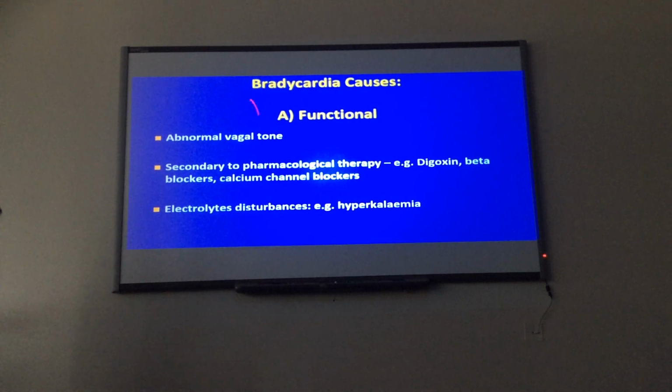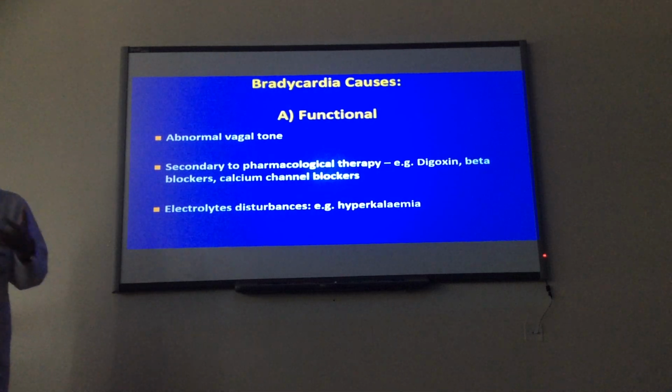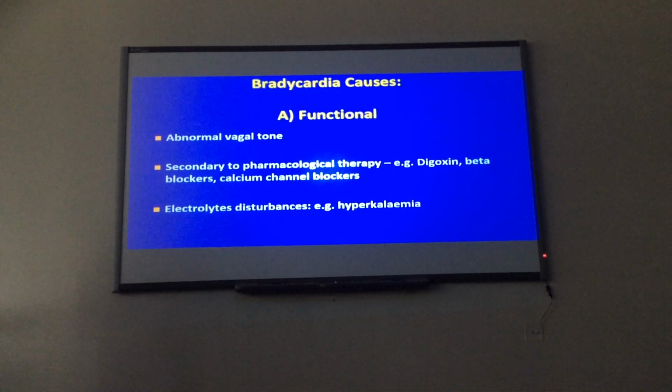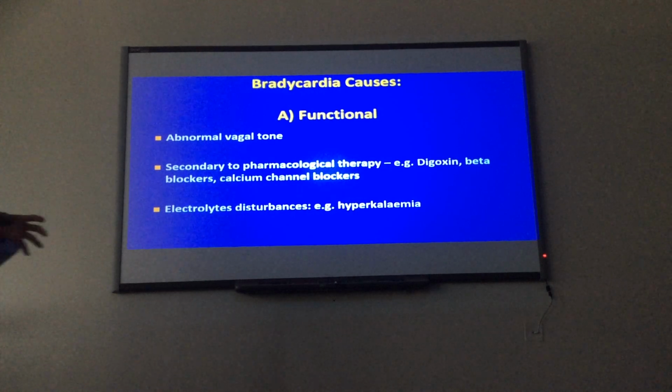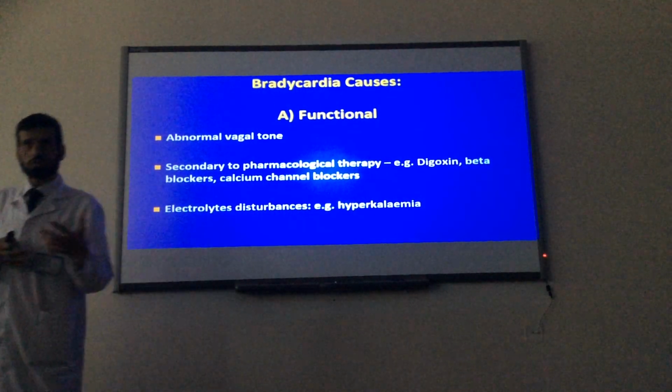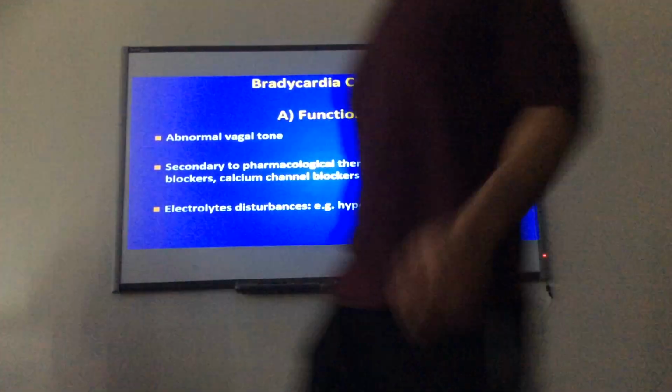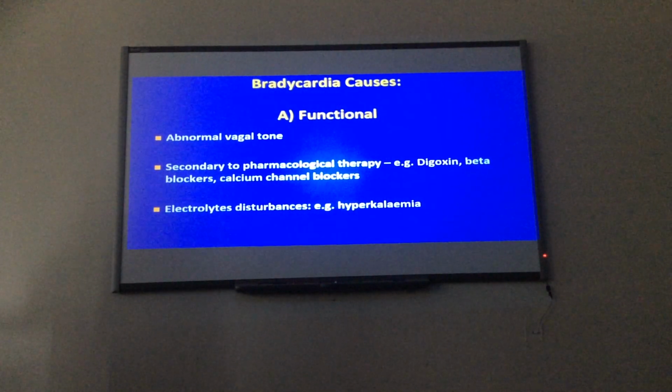A typical example is vagal tone, vasovagal syncope, for example. What happens? Vagal tone increases significantly. They have bradycardia, they may have a pause. It's just for seconds, and then they recover. There's no problem in the sinus node itself. It is just the innervation of the sinus node that is affected. Once we eliminate that, they are back to normal.